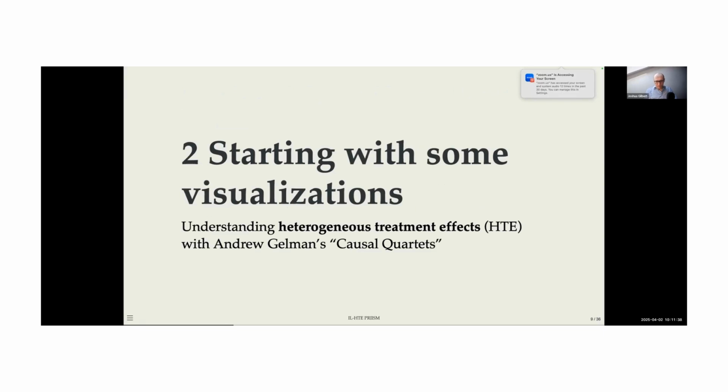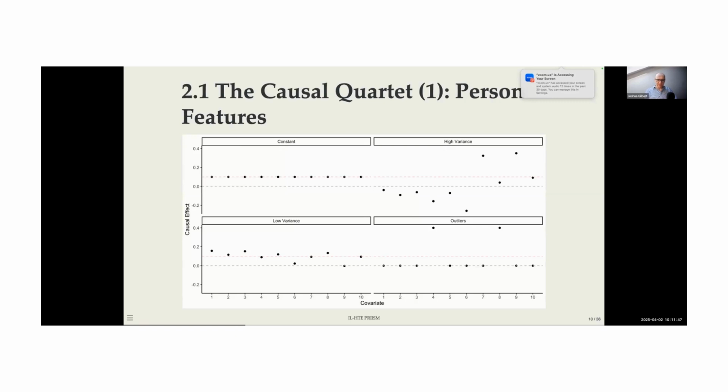So I'd like to begin with some visualizations to help us understand this idea of heterogeneous treatment effects generally, and also then how this applies to the item level. So I'm going to borrow a visualization from Andrew Gelman, or rather adapt one that he calls the causal quartet, where he asks us to imagine 4 different worlds represented by the 4 panels of this graph. And on the y-axis is some causal effect of interest. And across all 4 of these worlds, the average causal effect is 0.1, and that's represented by that pink dashed line.